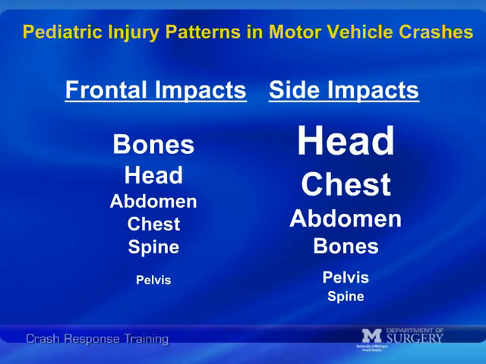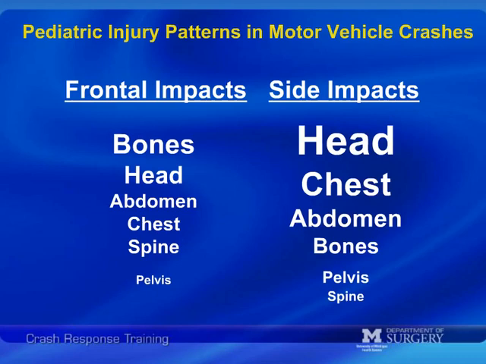The pattern of injury to child occupants of motor vehicle crashes is dependent on multiple factors, including the age of the child, the restraints used, the vehicle type, and other factors. One very important factor is the type of crash. Now, while there are many different configurations of crashes, 2 of the major types are frontal impacts and side impacts. The relative frequency of the injury to the different body regions is illustrated by the size of the font in this slide. As you can see here, side impacts are generally more dangerous for pediatric occupants than frontal impacts.